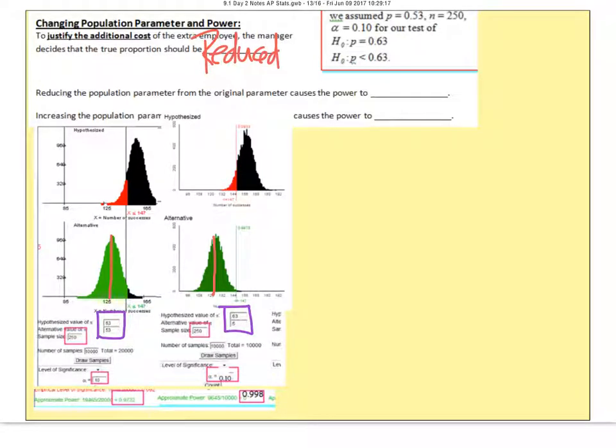So this tail here that shows black moved over, and a little bit more of that type 2 error actually became power. So when you reduce the population parameter, again, we're thinking it's really 0.53. Nope, now we think it's 0.5, even smaller. What happens is you actually end up increasing your power. On the flip side, what if we increase the population parameter? Well, if this is 0.53, if we moved it to 0.6, this curve would have to move over to the right. Our power would be reduced.